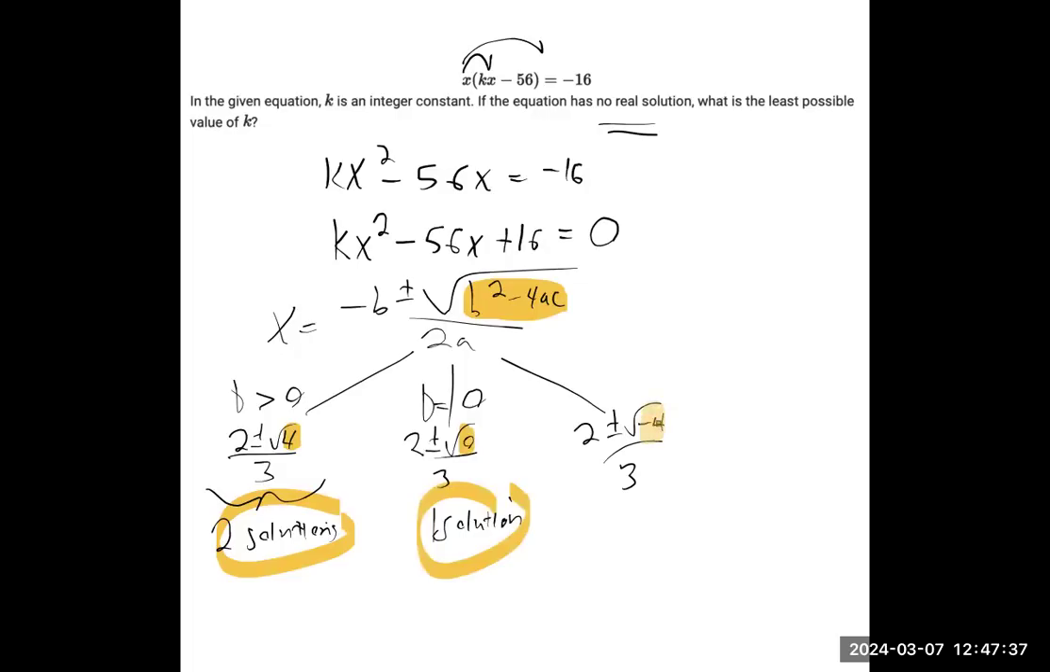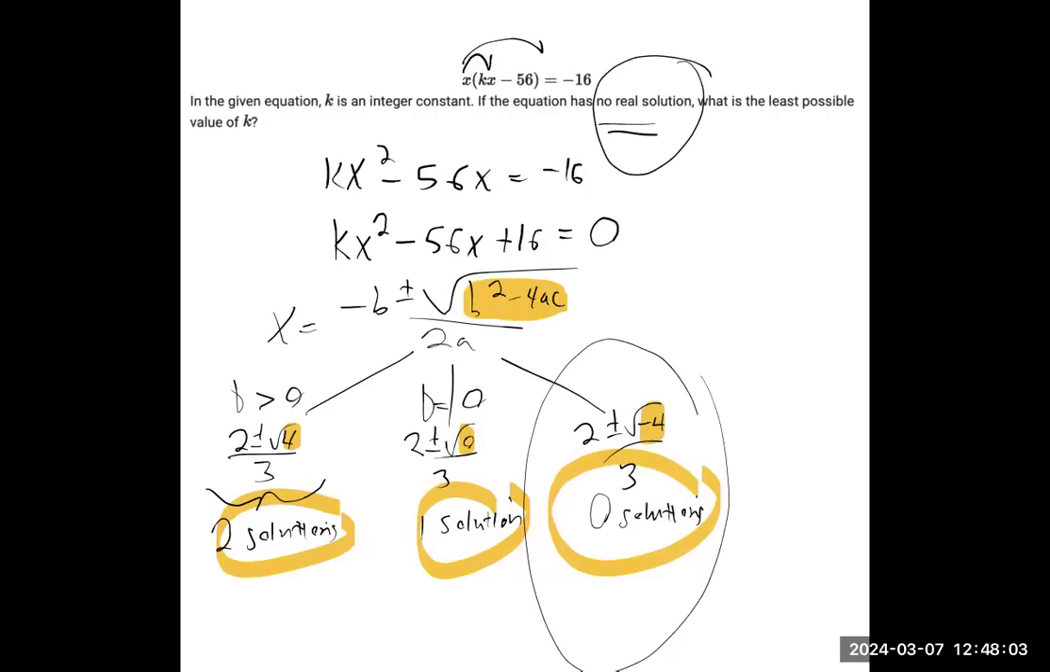And here, when you have a negative under the radical, you're going to have no solutions because in that situation, you can't have a negative under a radical. It's just not allowed in the world of math. So we've got our two solutions, one solution, and no solutions. And here we have no solution, which is this. It means that our b squared minus 4ac is negative.